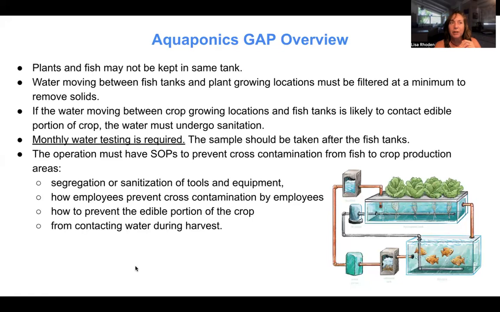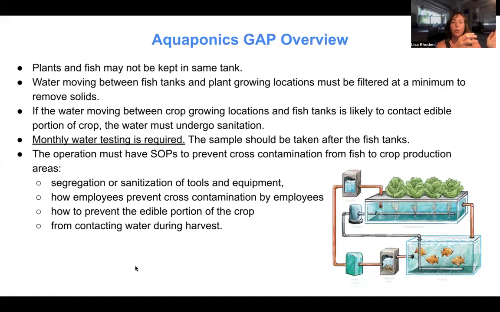And I want to say about 2 or 3 years after that, they made it a regular harmonized GAP or a regular GAP standard. So it is no longer a pilot. This is how we deal with GAP for aquaponic systems. First thing, plants and fish have to be separated, so cannot be in the same tank. Water that's moving between the fish and where you're growing your crop must be filtered at a minimum to remove solids. So we want to keep that fish waste separate from your crop.